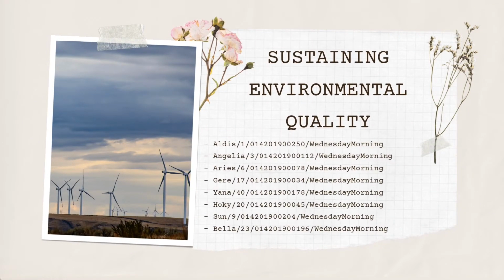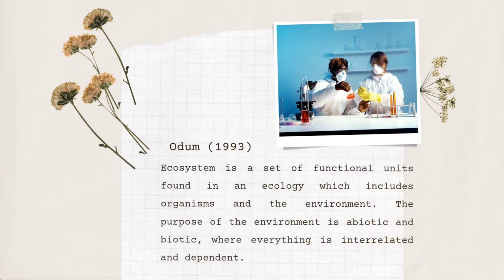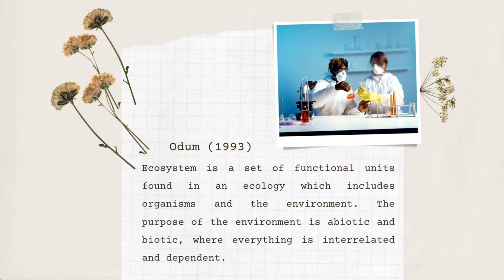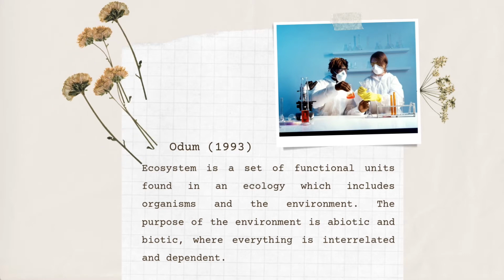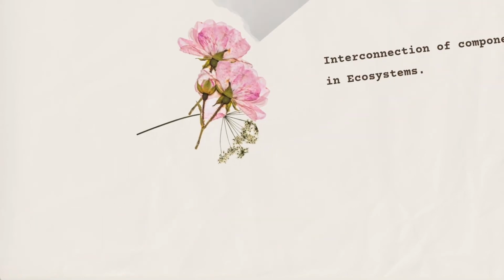We are from Group 5 and we will present about sustaining environmental quality. Before we go deeper into this presentation, of course, we have to know what an ecosystem is, or the definition of ecosystem itself. So, according to Odum 1993, an ecosystem is a set of functional units found in an ecology which includes organisms and the environment. The environment is abiotic and biotic, where everything is interrelated and dependent.